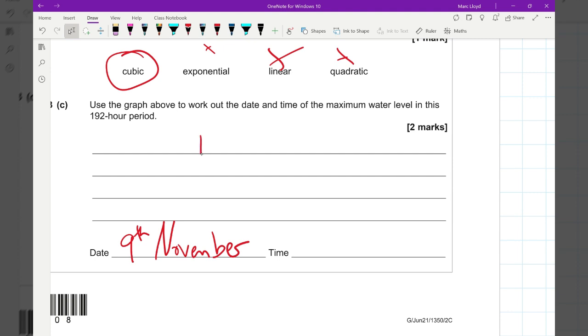Noon, 12 PM, take away the 6 hours, takes us back to 6 AM. And you have to write the AM. If you just put 6, you're going to get an incorrect answer because you have to indicate whether it's AM or PM, because the context of the question was talking about noon and it's not in the 24-hour clock.